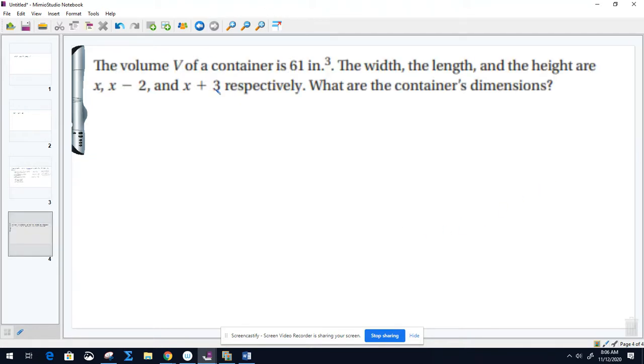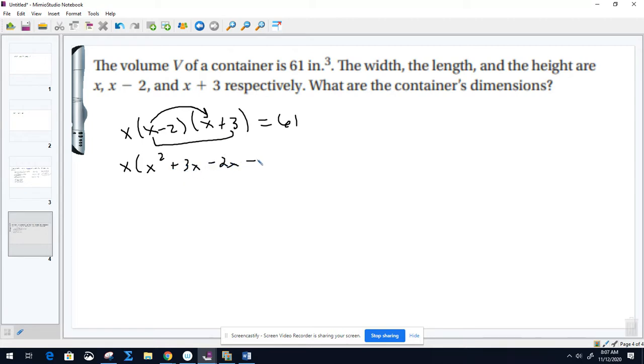You're going to have a problem that looks like this: the volume, the width, the length, and the height. You may have to find the width and the height based on one of the problems. But again, it's the same thing: x minus 2, x plus 3, and it equals 61. The easiest way to do this is to FOIL the two binomials. So you get x squared plus 3x minus 2x minus 6 equals 61. Combine your middle terms: x squared plus x minus 6 equals 61.